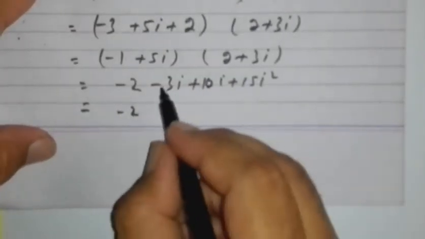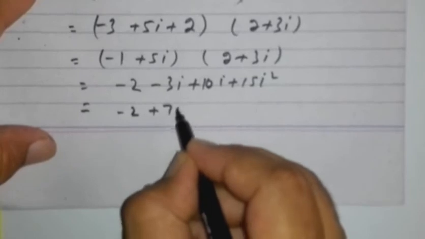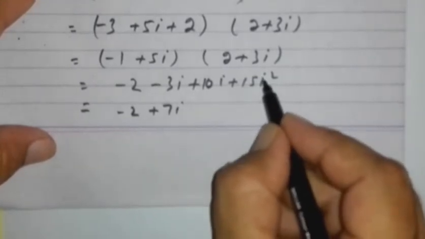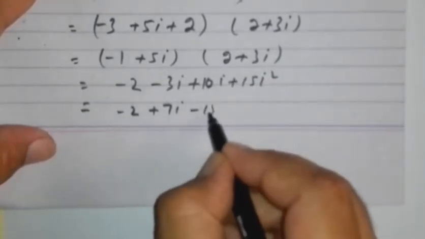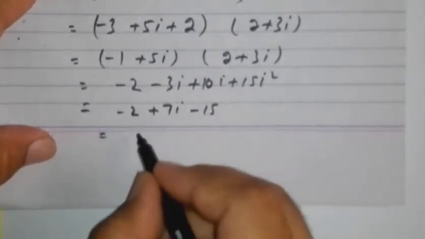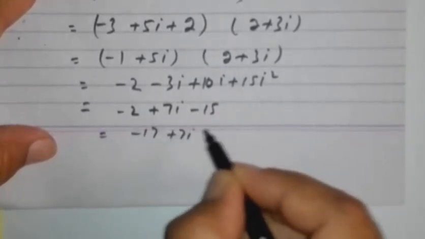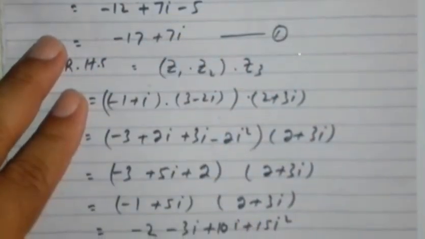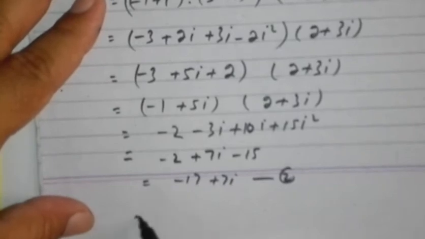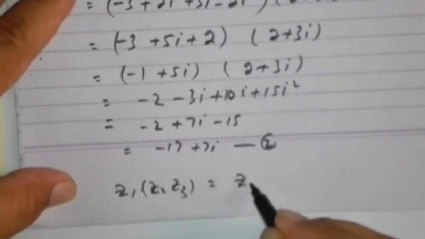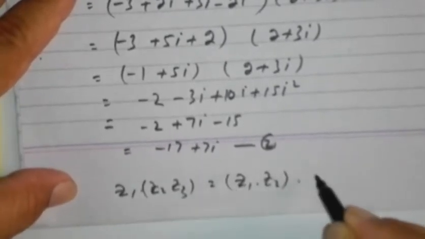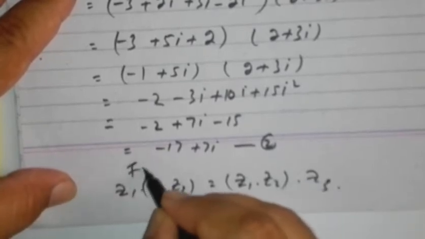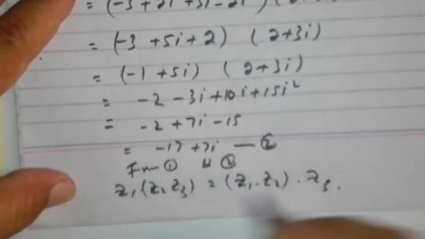Minus 2, 10 minus 3, we get 7 iota. Iota square value minus 1, minus into plus, minus 15. So minus 2 minus 15, we get minus 17 plus 7 iota. This is equation 2. Minus 17 plus 7 iota, 1 and 2. From 1 and 2, it is proved that Z1, Z2, Z3 equals Z1 into Z2 into Z3. Proved.